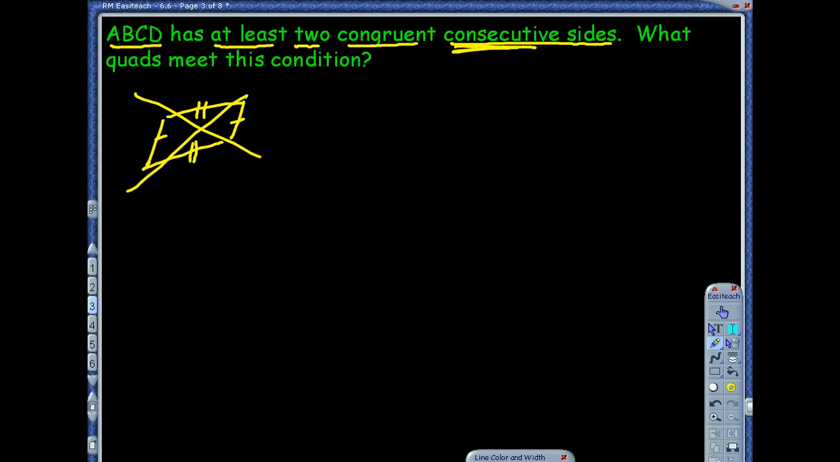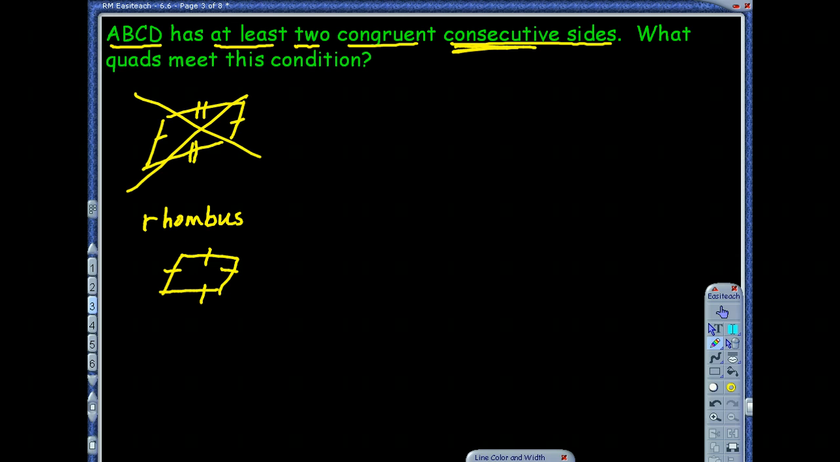Okay, what one? I'm thinking if I have a rhombus. Okay, let me write that down. So rhombus, if I draw a picture of that, what do we know about a rhombus and its sides? All the sides are congruent. So do they have at least two congruent consecutive sides? Yeah, they're just all congruent. Yeah, but at least means two or more. That's the minimum. And so yeah, definitely. Okay, so rhombus would work.